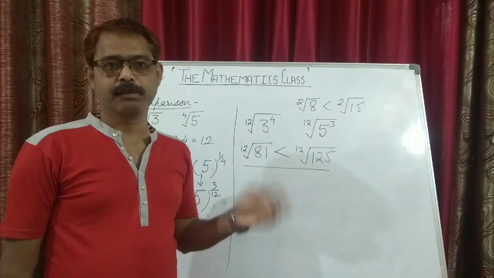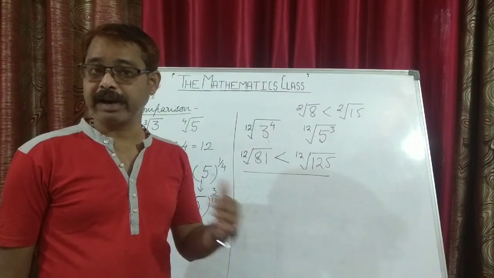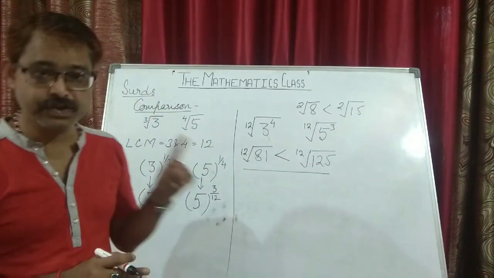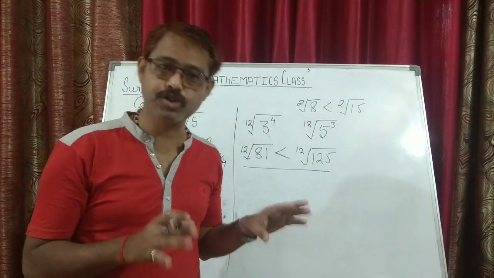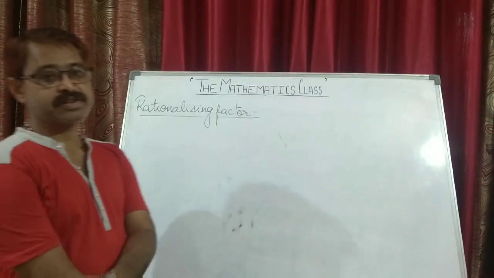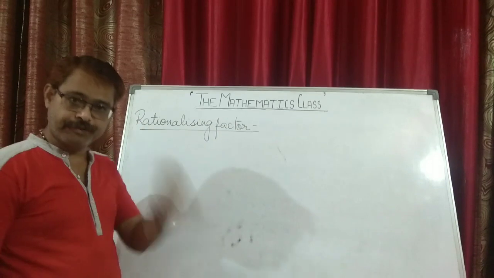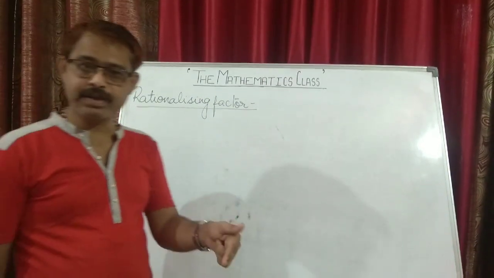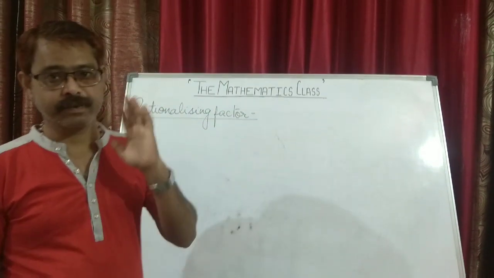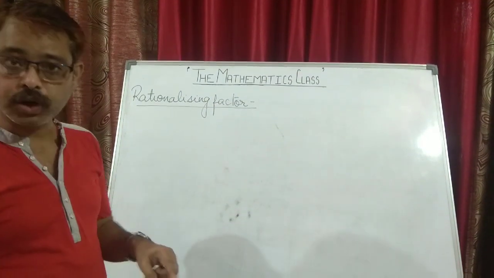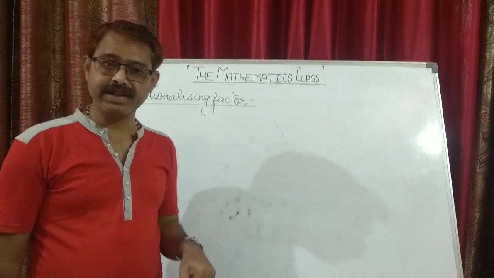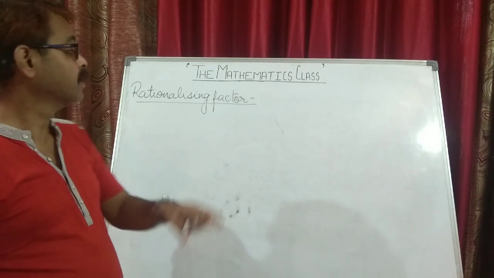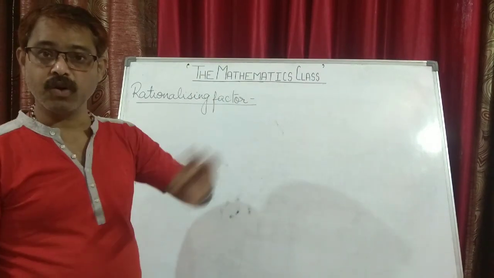There are so many things, but now we move on to the rationalization. This is very important, and one question is fixed in the exams of this topic. Now what is rationalizing factor? If the product of two surds is a rational number, then each one of them is said to be rationalizing factor of each other.